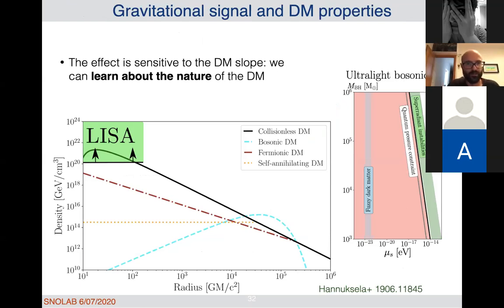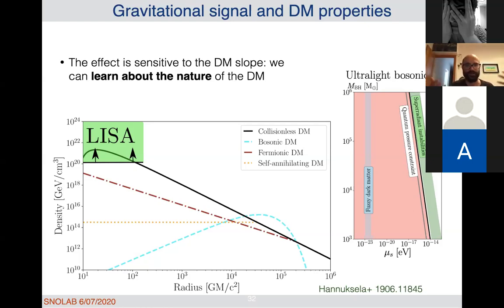And for example, a detection of this effect would rule out some dark matter candidates which are not compatible with such a steep slope. For example, if dark matter is made of self-annihilating WIMPs, so WIMPs with a significant self-annihilation, or ultralight bosons, or if it is a fermionic particle. In all these cases, you would expect a plateau in the center instead of a spike.